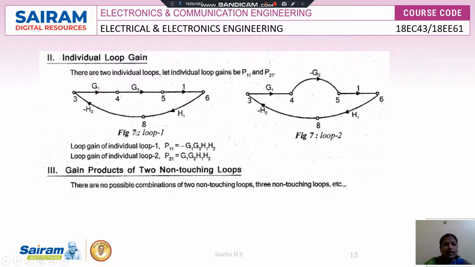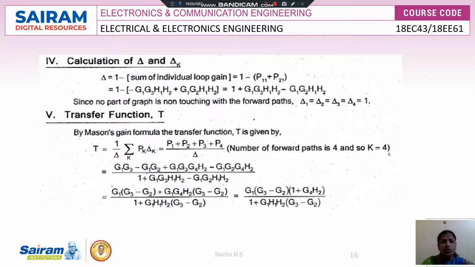Now we'll see the individual loops. There are only two individual loops, that is G1, G3, H1 minus H2, and the second one is G1 minus G2, H1 minus H2. Next we'll see the gain of the two non-touching loops. There is no possible combination of two non-touching or three non-touching loops. So now we'll calculate the value of delta and delta k.